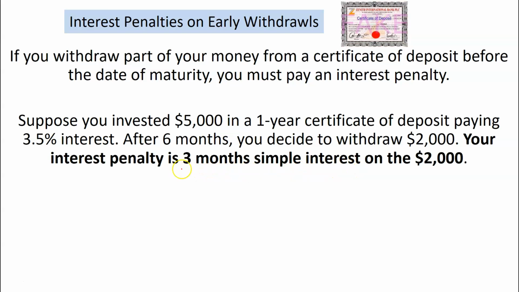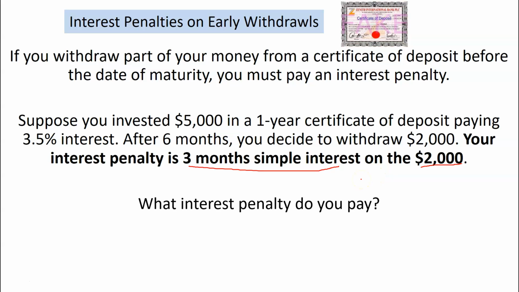Okay, usually they'll tell you right on the certificate what the penalty is going to be. It's typically not the entire period of time. It's a period of time, but not always the entire period of time. And so in this case, the agreed upon penalty is a 3-month period of time on, again, only the amount that you're taking out early. So you do not use the $5,000 at all in this situation, only the $2,000.